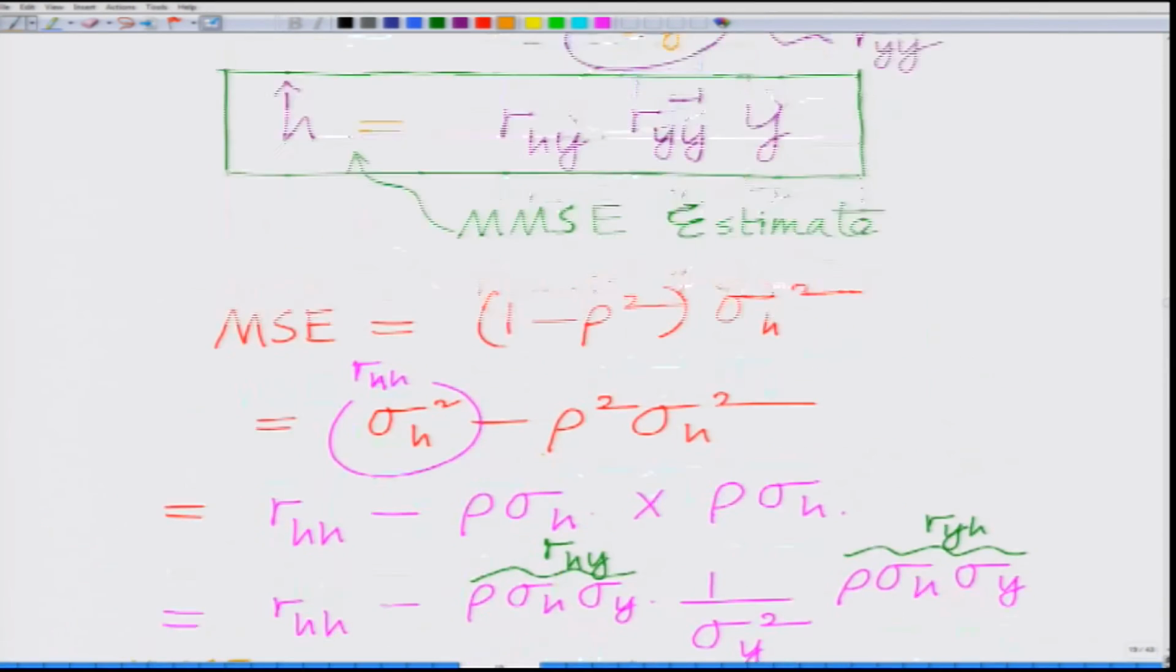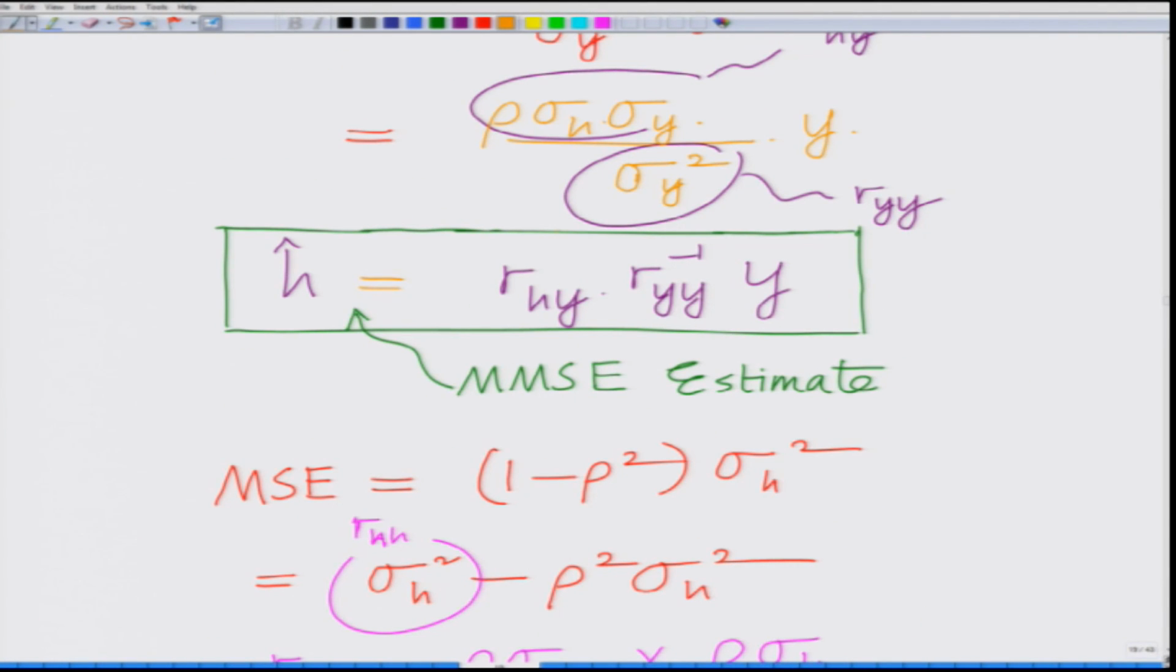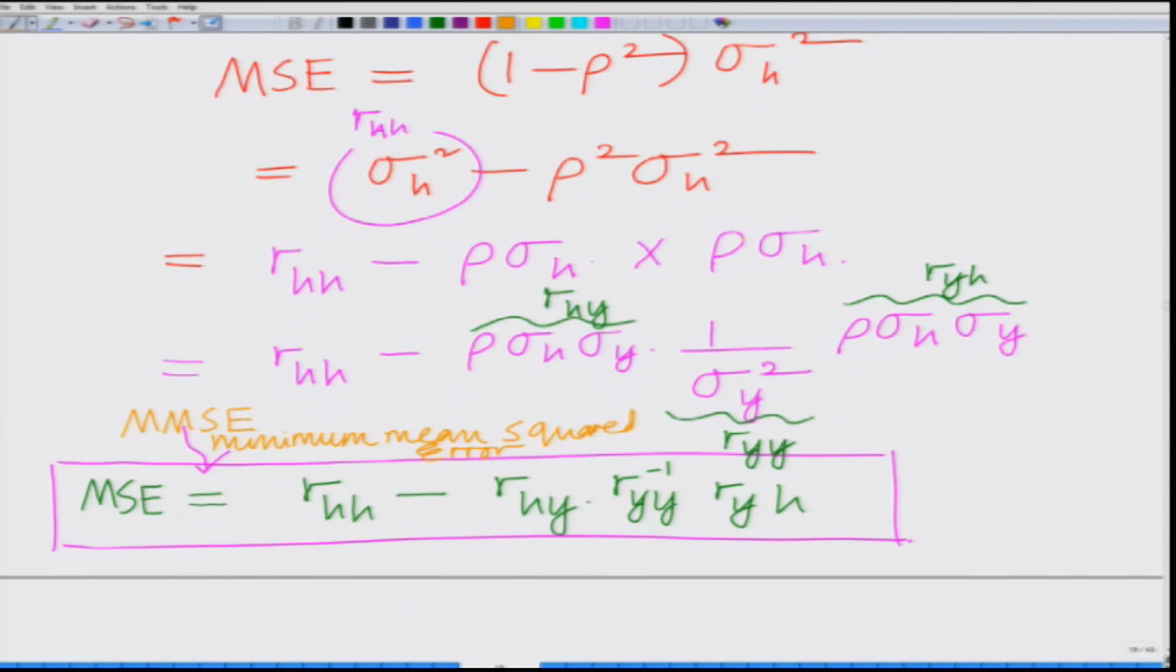One, we have found the MMSE estimate, that is rho sigma h sigma y divided by sigma y squared into y, which is basically r h y times r y y inverse into y. And also we have found the actual value of this minimum mean squared error, that is MMSE, which is r h h, that is sigma h squared, minus r h y into r y y inverse into r y h. This is your mean squared error for this scenario. Okay.